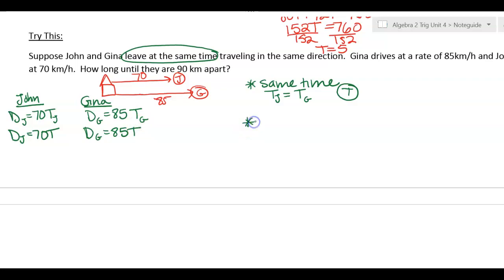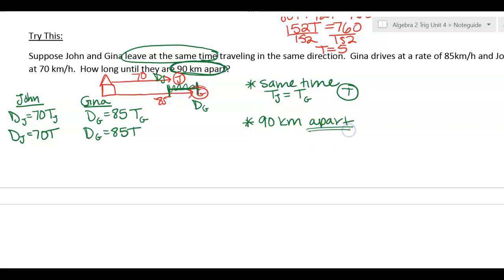The other thing I want to know about is if I can relate the distances together, because those are two different distances. And what I know about distance here is that I'm seeing how long until they are 90 kilometers apart is when this problem ends. So what does it mean in this problem for them to be 90 kilometers apart? When I look at the picture, this is how far John and Gina are apart. And that distance would be Gina's distance minus John's distance. And that would give me this difference in between them here.